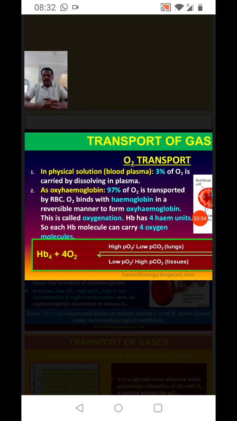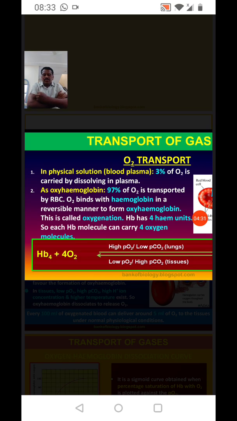And the second one, 97% of oxygen is transported by the blood, particularly with the help of hemoglobin. That means 97% of oxygen diffuses into the blood and binds with the hemoglobin and forms a complex substance called oxyhemoglobin. In the form of oxyhemoglobin, this 97% of oxygen is transported to the tissues.